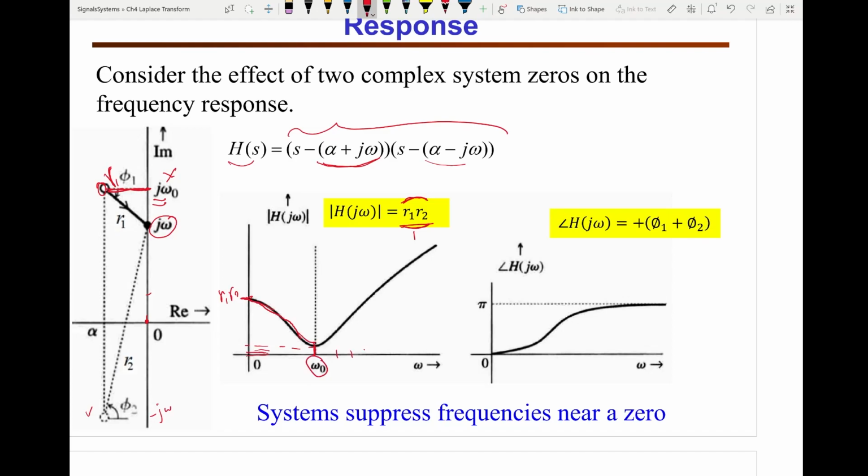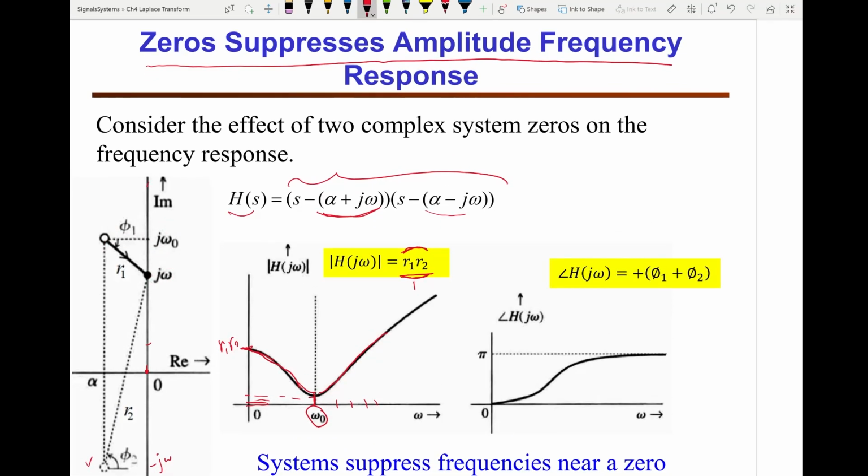Then as the frequency increases, this will increase. Just imagine if I have a frequency way up here, then R1 will increase and R2 will get even larger, and R1 times R2 becomes very large.